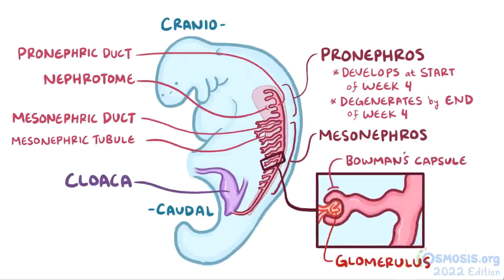This primitive structure extracts fluid from the capillaries, and the fluid flows down the duct and forms urine. The urine is then drained through the mesonephric duct and into the cloaca. This system is in place until about week 10, when the permanent kidneys take over and the mesonephros regresses.